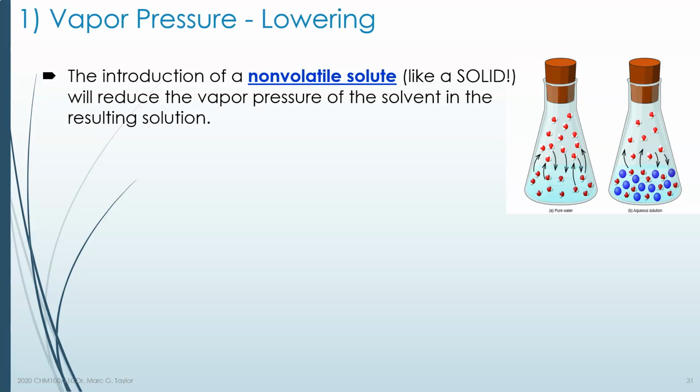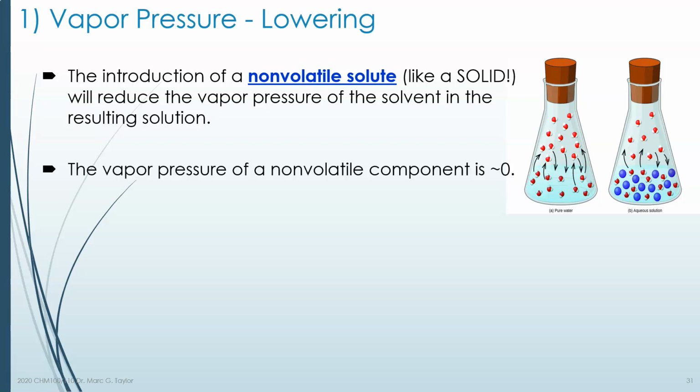First one, vapor pressure lowering. If you add a non-volatile solute, like a solid, to a solvent like water, the water vapor pressure will go down. And you might be wondering, why is that? Well, the vapor pressure of the non-volatile component, that is the solid, is 0. Solids don't make vapors usually.